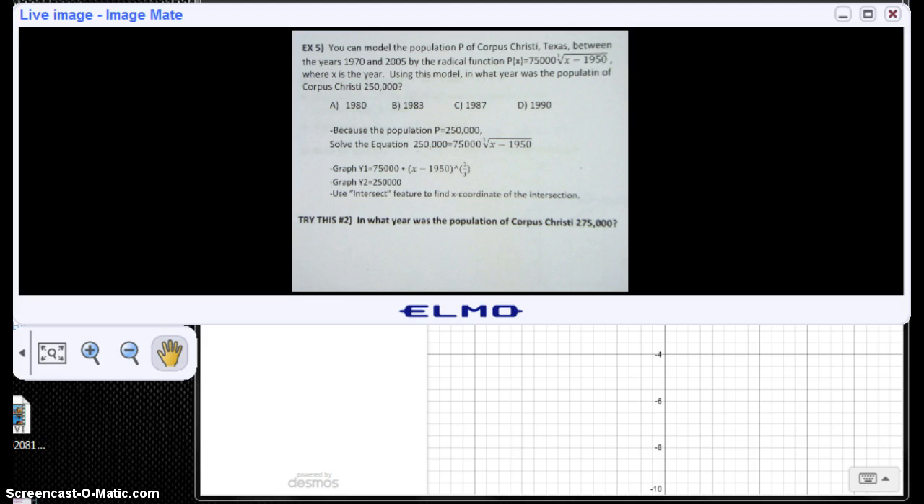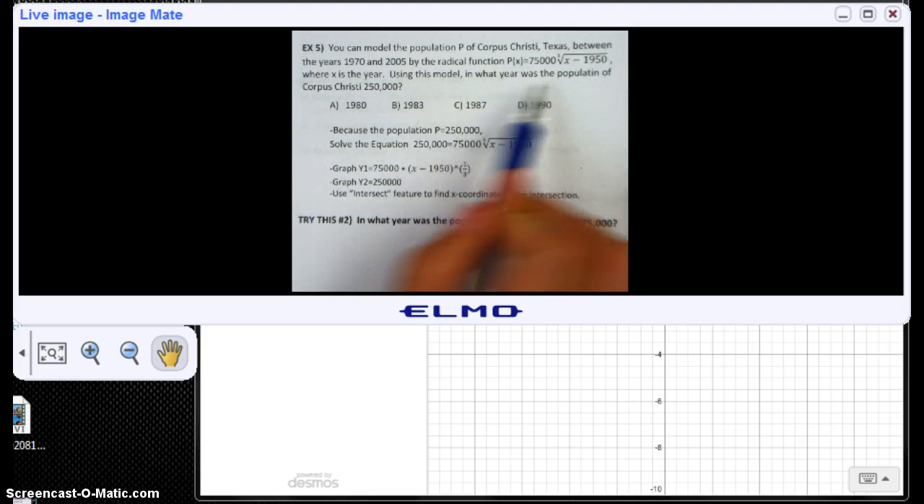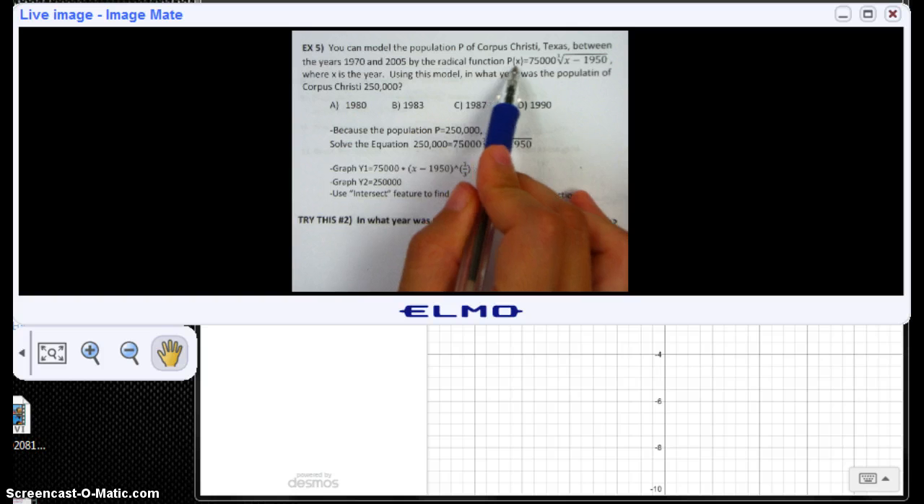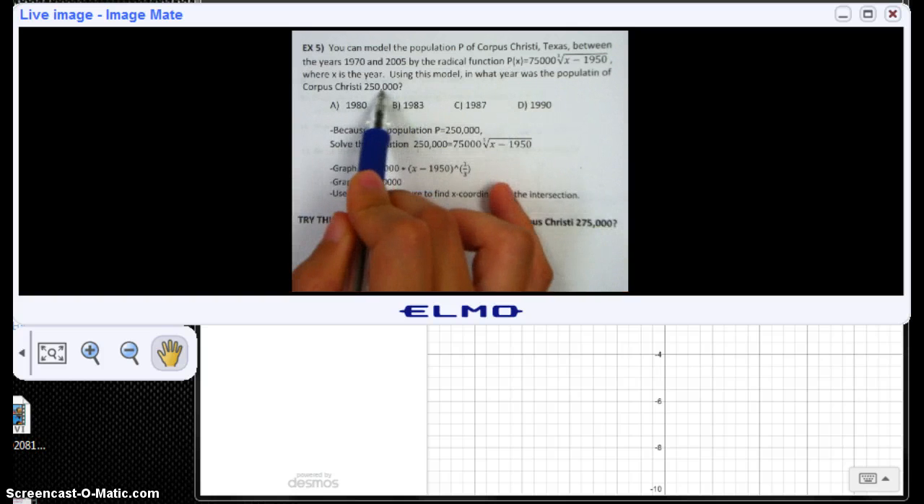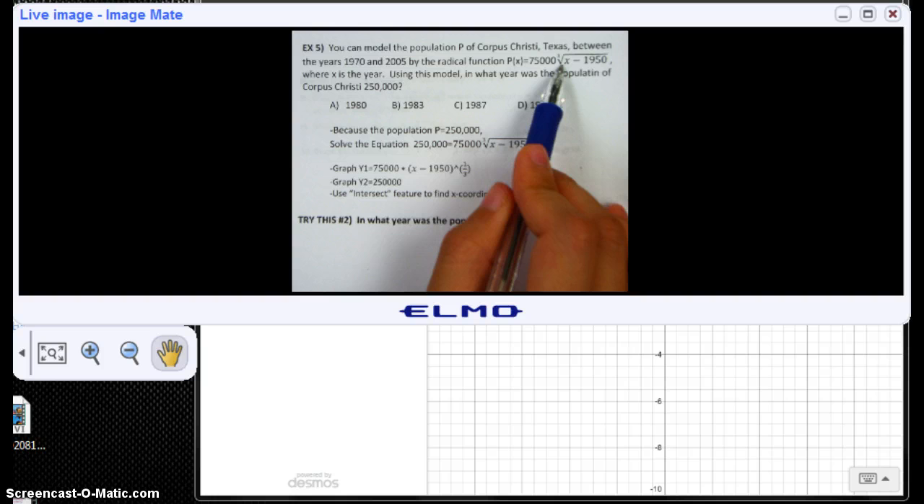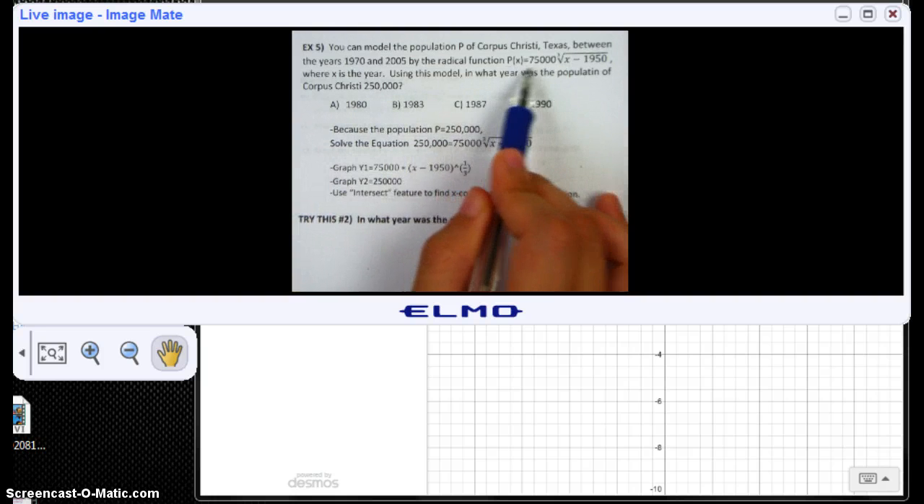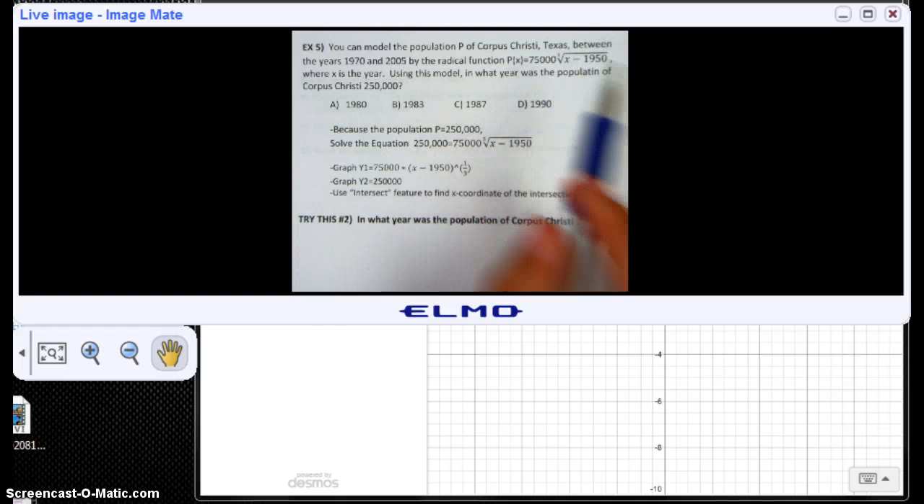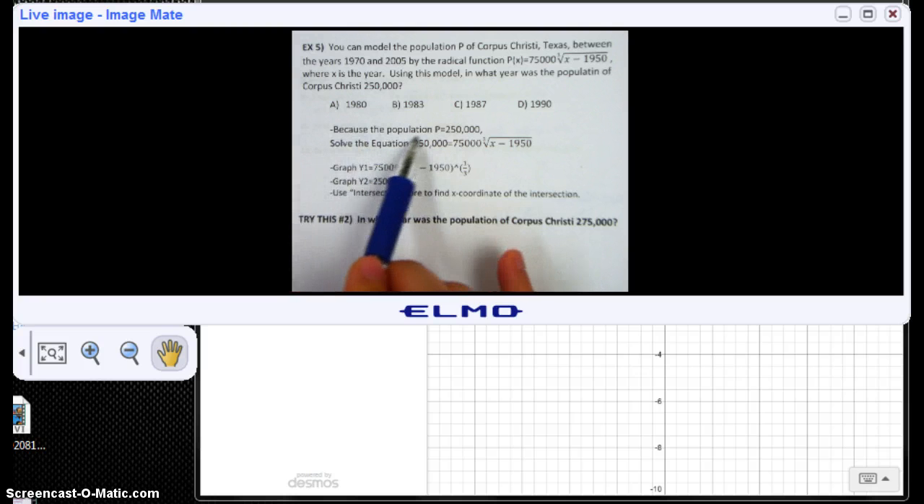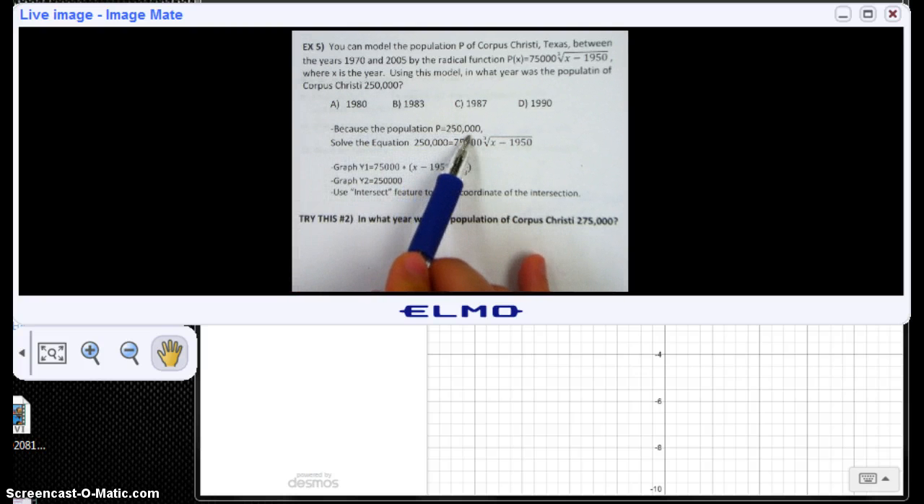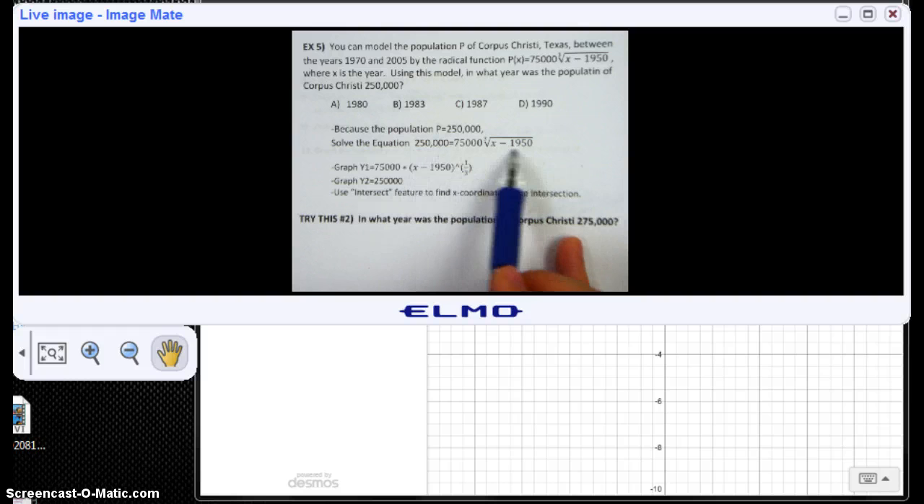So basically they give you the function and they give you the population. And P of x represents the population and x represents the year, so we have to just use our number as P and we have to find our x, which is the year. So the first step is, because the population P equals 250,000, we're just gonna set that equal to P, and then if you do that we're gonna have this equation which involves a radical.